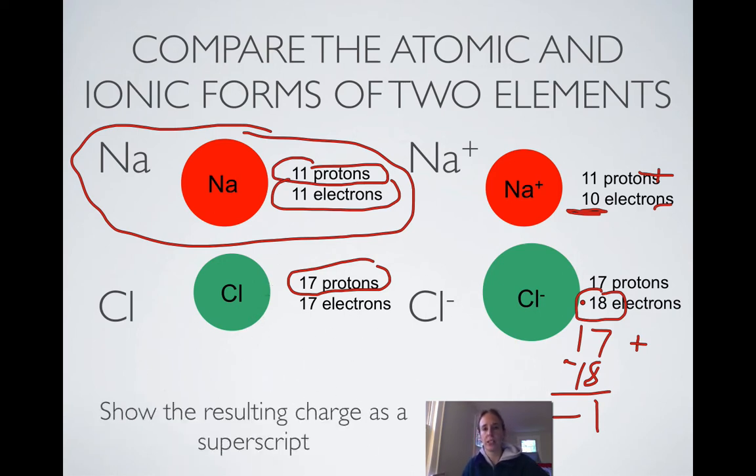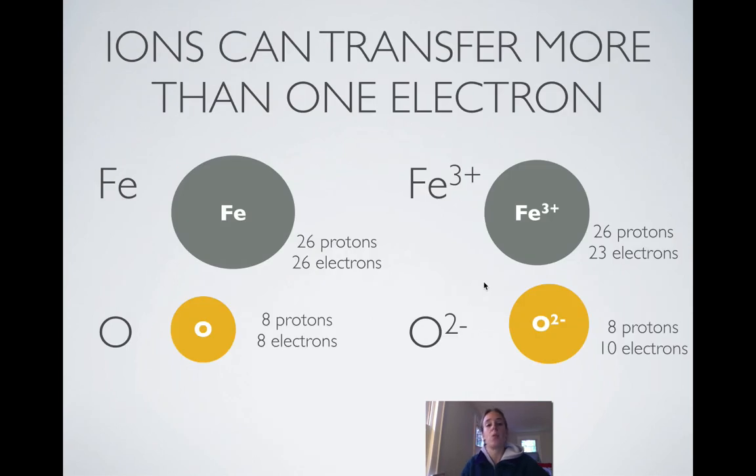And one convention is that we write that charge as a superscript on the ion. Now, if we have elements that gain or lose more than 1 electron, we end up with charges that are more or less than 1. So iron is an element that tends to lose 2 or 3 electrons. It's got 26 protons. If it loses 3 electrons, it's then got a difference, 26 positives, 23 negatives. Then it's got an overall charge of plus 3.